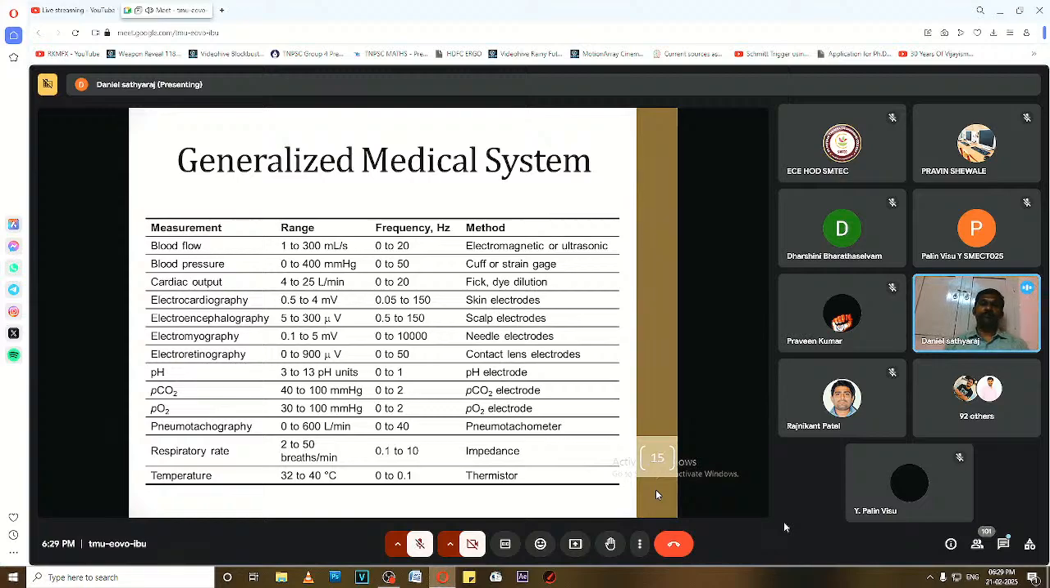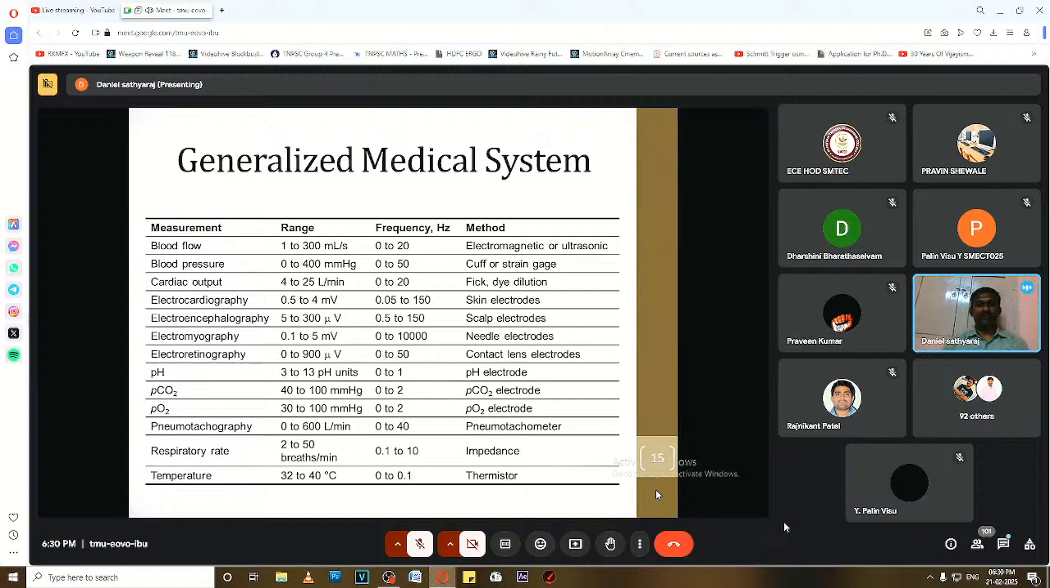Different kinds of equipment or electrodes can be used for measuring things. For example, blood flow range will be 1 to 300, and the frequency range will be 0 to 20. Either electromagnetic or ultrasonic sensors can be used for measuring the flow of blood. For blood pressure, we all know, a strain gauge arrangement or a cuff type of arrangement can be used. Cardiac output can also be measured.